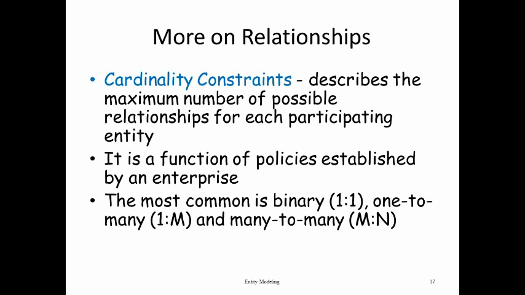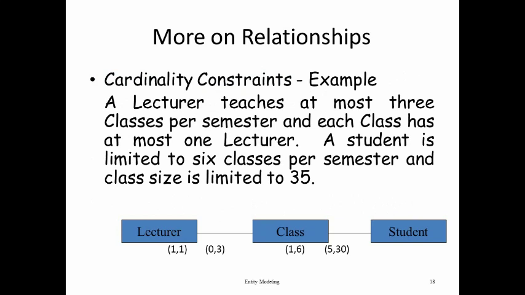Cardinality constraints. Remember, with cardinality we are talking of one to many, many to one, and many to many. That is the degree of relationship, which describes the maximum number of possible relationships for each participating entity. Sometimes we have constraints that are set, like when you say a professor can only teach 3 units per semester. You've set a constraint: though it is one to many, that is, many units can be taught by a professor, there is a constraint on how many. There are 3.